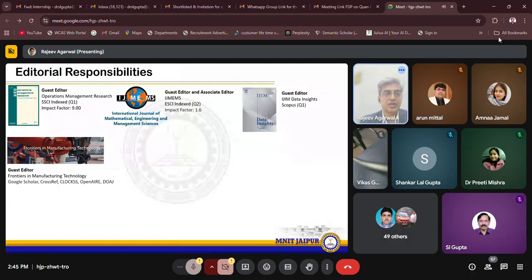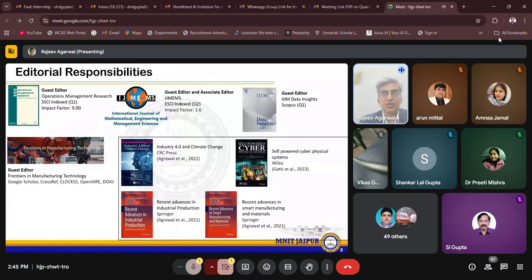Already my introduction has been given: guest editor in these journals. These are Scopus, SSCI, ESCI indexed. Currently, I am editor-in-chief of one journal, Industrial Engineering Journal. And these are the four publications by various publishers, CRC, Wiley. Two are in process.